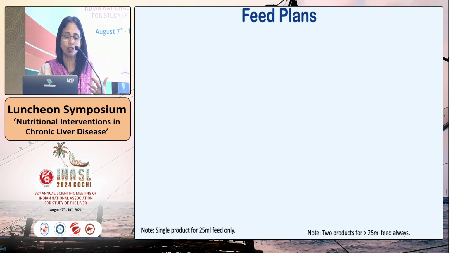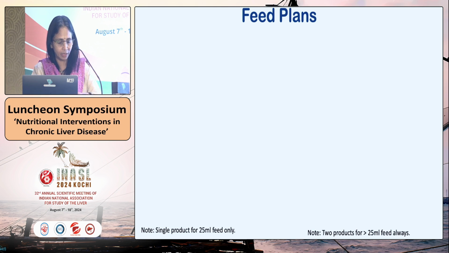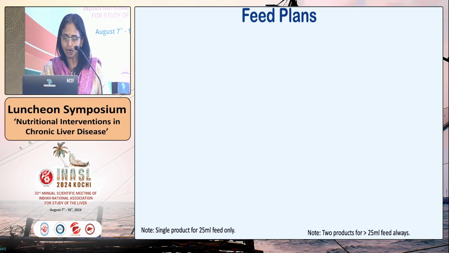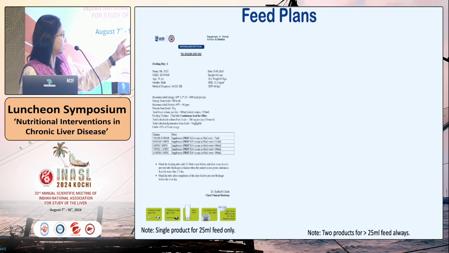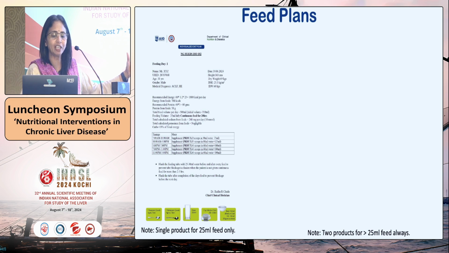Coming to the enteral nutrition feed plans, this is how we actually place them in our institution. No matter what the condition of the patient, we start off with a 25 ml feed to check for tolerance. And we put the diagnosis like this, where we say what the recommendation is, what is coming from the feeds, what the recommendation of protein is, what amount of protein is coming from the feeds for that day, and what the sodium and potassium content is. If your patient is a diabetic, then the carbohydrate percentage is also put.